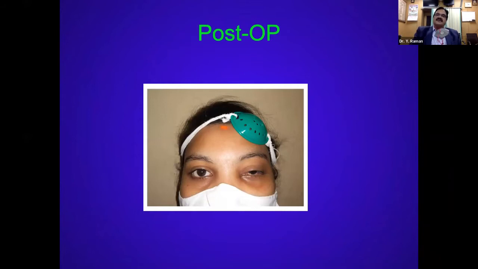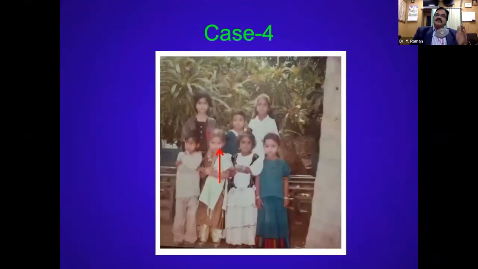So the take-home message here is that all pediatric cases have to be meticulously examined, and we have to preemptively treat and prevent the amblyopia. And as far as the compensatory head posture is concerned, we have to take care of that in the pediatric age group as early as possible.